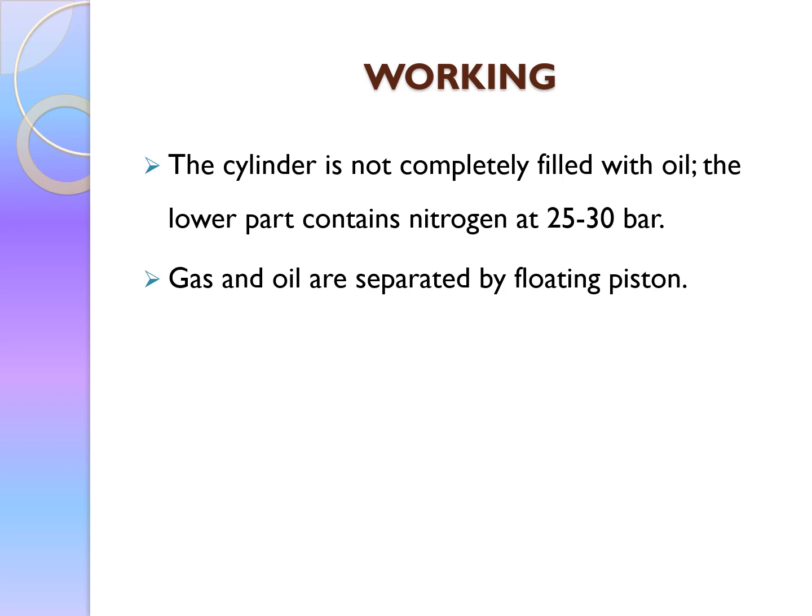And here is the working of the monotube shock absorber. The cylinder is not completely filled with oil. The lower part contains nitrogen at 25 to 30 bar. Here we can see, unlike the bitube damper, the monotube has no reservoir tube. Still, a possibility is needed to store the oil that is displaced by the rod when entering the cylinder. This is achieved by making the oil capacity of the cylinder adaptable. Therefore, the cylinder is not completely filled with oil.